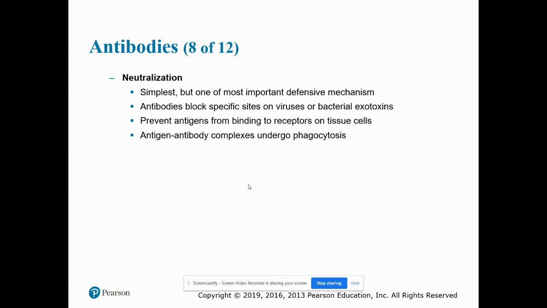Neutralization is the simplest one, but probably one of the most important defensive mechanisms. Antibodies just block specific sites on the viruses or bacterial exotoxins, and it just prevents the antigen from binding to receptors on tissue cells. That's it. And then the antigen antibody complexes undergo phagocytosis.